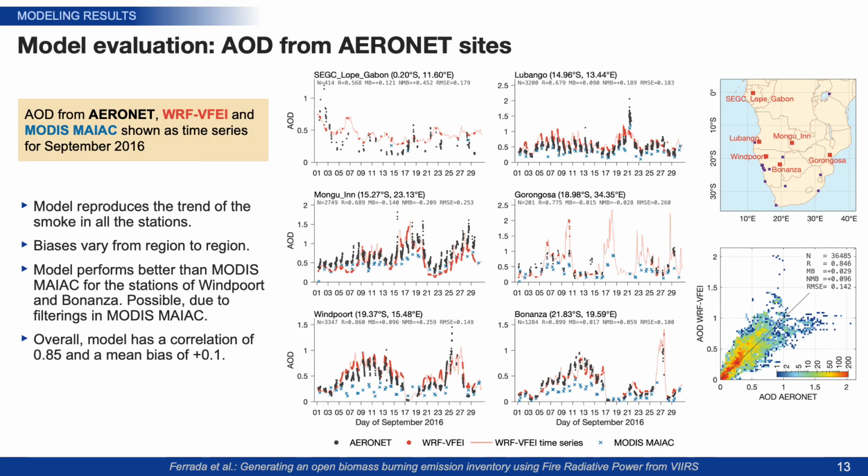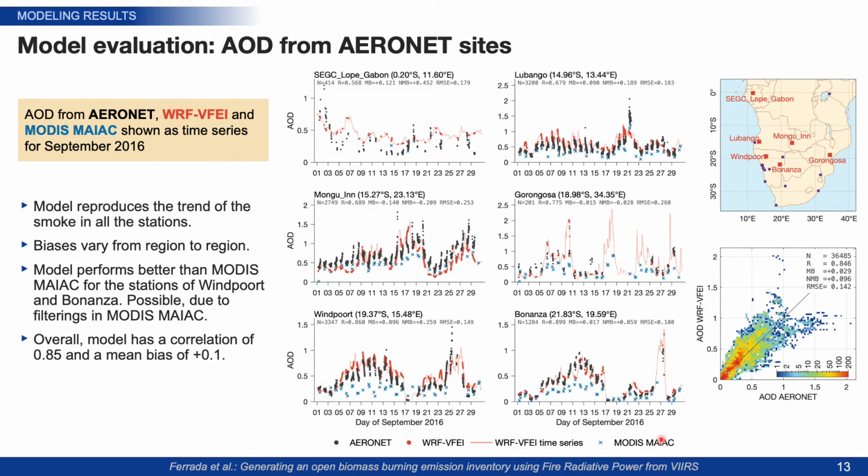To prove this point, we also use AODs from AERONET stations across this region. Here we present the data as time series for September 2016, where the black dots represent the AOD from AERONET, the red line and red dots represent the data from the WRF VFEI simulation, and we also included the AOD from MODIS MAIAC shown as blue crosses. You can see that in the stations in the south, such as Windpoort and Bonanza, the model performs quite well with correlations above 0.86 and low biases, while it seems that MODIS MAIAC greatly underestimates the AOD in these regions.